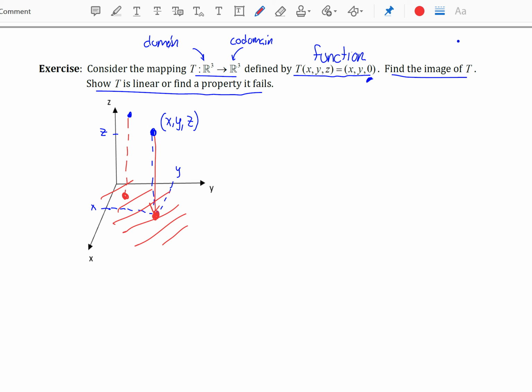This allows us to say that the image of T, now there's a couple ways you can say this. You can say it's the xy plane in R3. It's important that you say R3. It's the xy plane in R3. Or you can write it in set notation as the set of (x, y, 0) such that x and y are both elements of the real numbers.